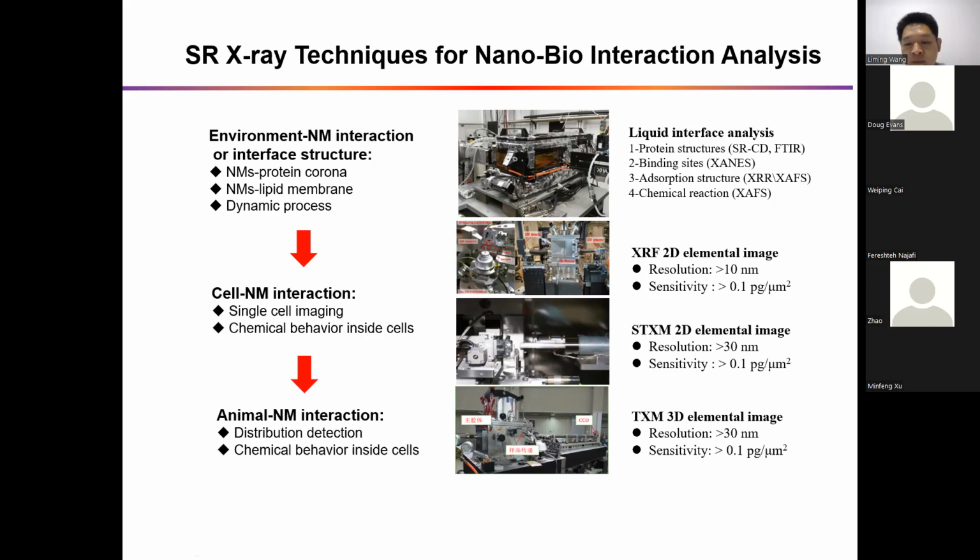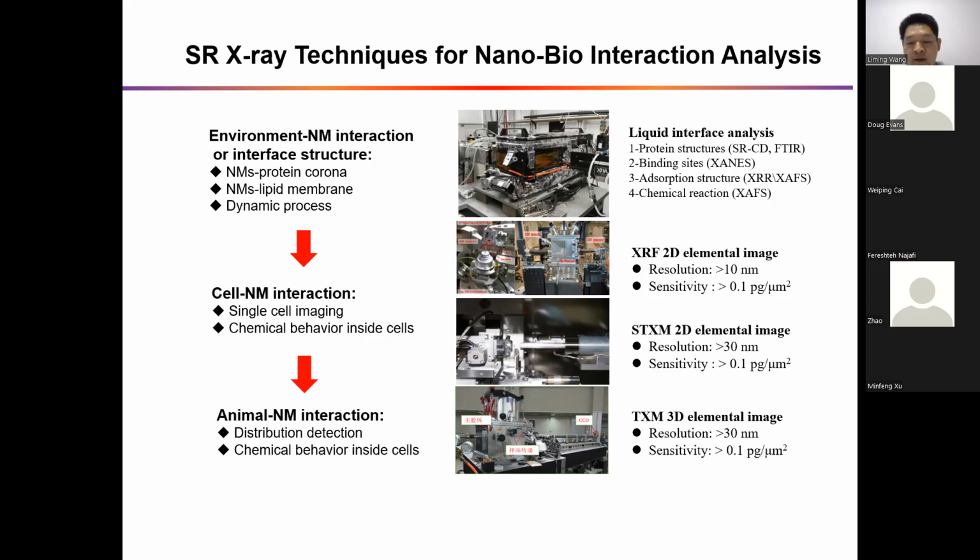So this is powerful for detecting the chemical forms distribution. The third one is transmission X-ray microscopy. This technique is very powerful to get 3D imaging for elements, because it uses X-rays to transmit through the samples. Then the sample rotates 180 degrees, and we can reconstruct the images to get a 3D image of the sample.